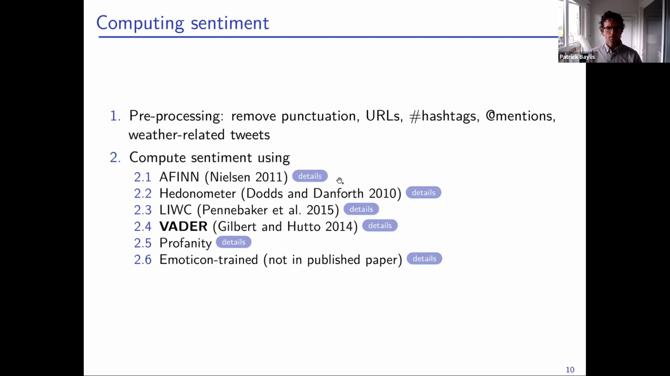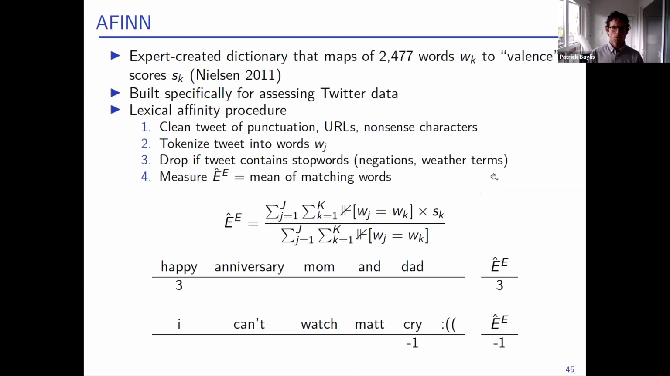Just to give you a high level on how these work, I'll go to one of these. For AFINN at least, and this is true for most of the measures that I use, AFINN is what's called an expert-created dictionary. So these are people who study the use of text to obtain emotional state. It maps around 2,500 words to what they call valence scores. Valence is a term that comes out of the psychometric literature, and the idea is that it measures the strength of emotional response.